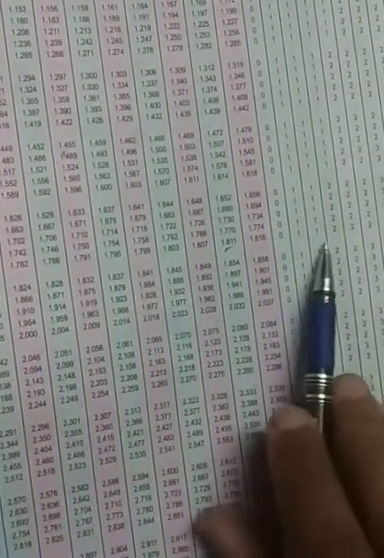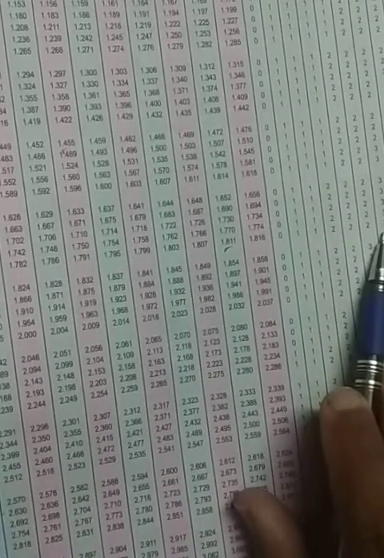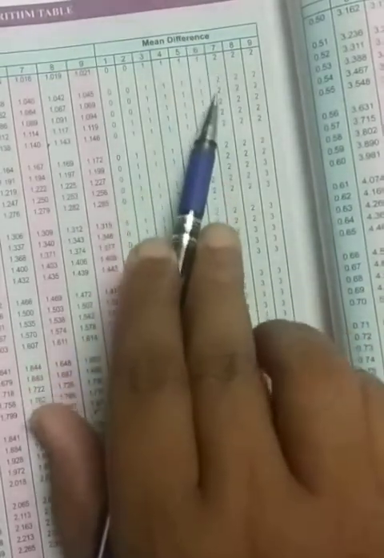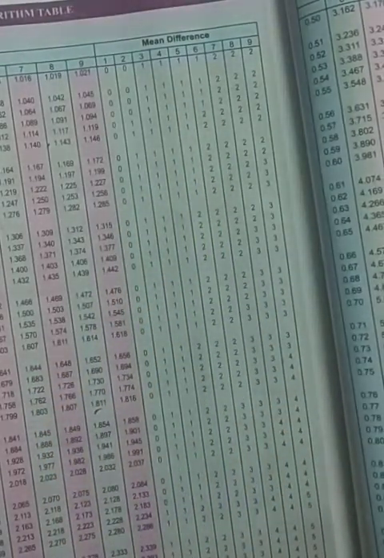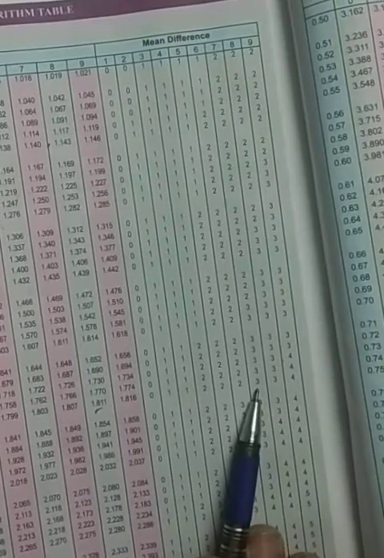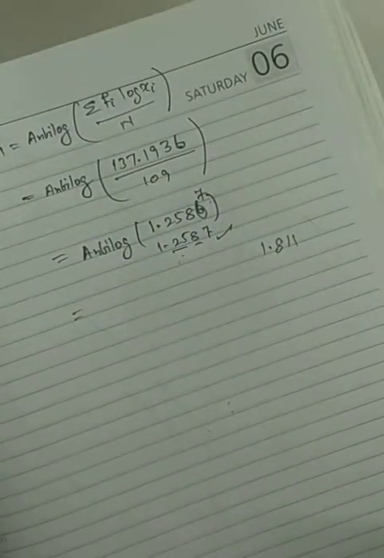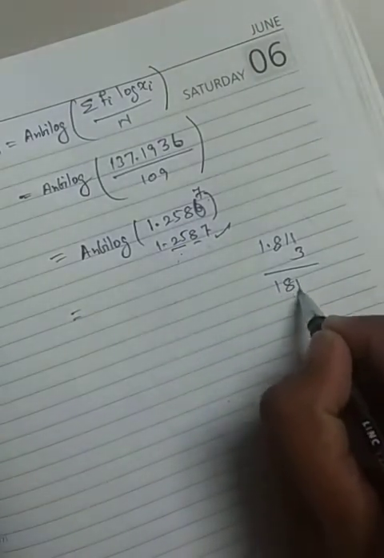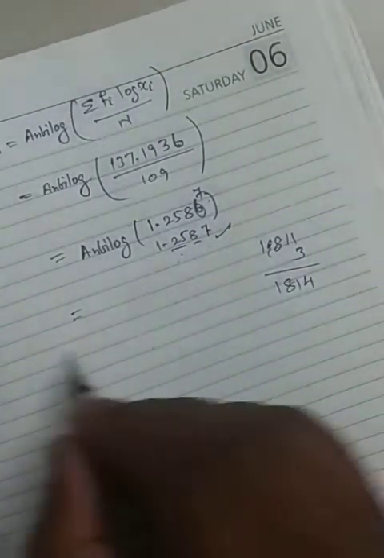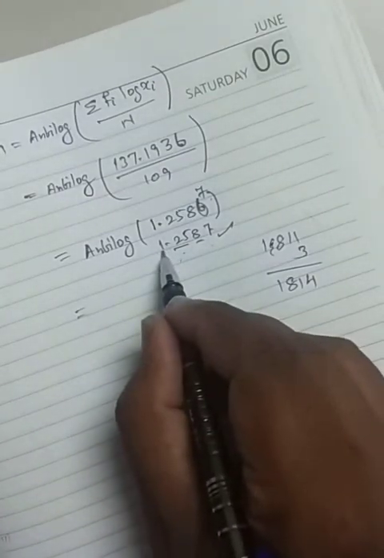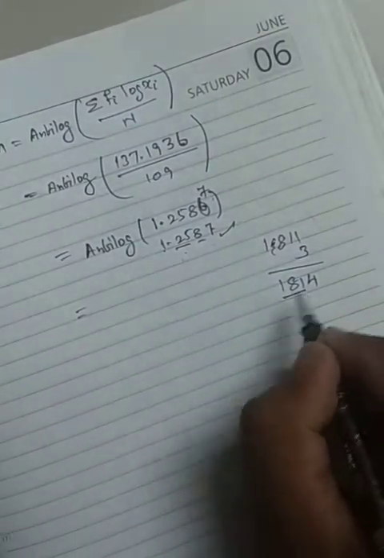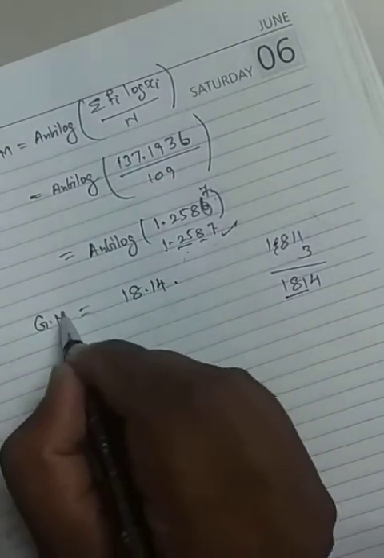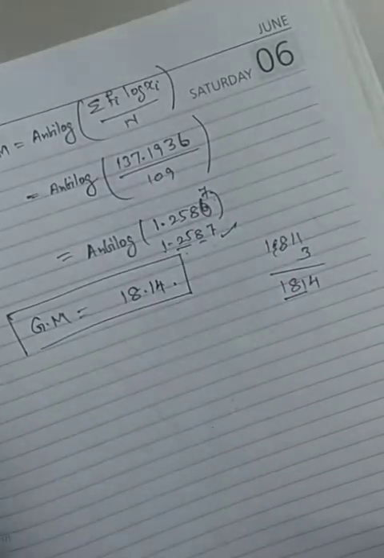In 25, 7, the mean difference is 7. You can see 3 is there, 7 is here. From this 7 it's coming like this, and 25 is like this. So its value is 3. That 3 value you add here. Now we are getting 1814. Leave this decimal; the characteristic is 1, plus 1 is 2, so 2 digits before the decimal. So 18.14 will come, that is the value of the geometrical mean of the given data.